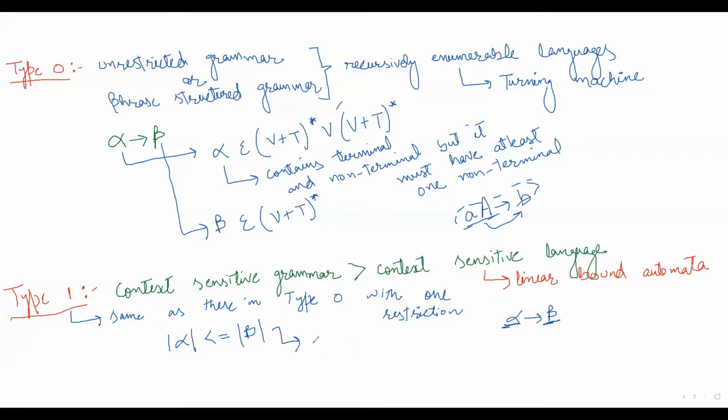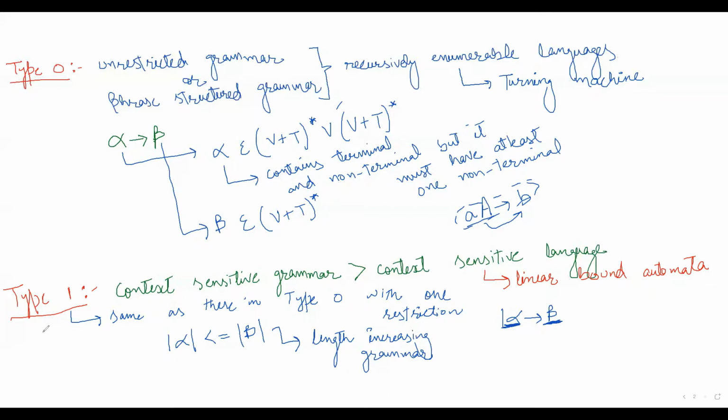As a result, this grammar is also called length increasing grammar. Why is it called a length increasing grammar? It is because when we are replacing the left side by the right side in our string, the length of the string will increase. Either it will remain the same or it will increase. It will never decrease. Why will it never decrease? Because the length of the left hand side is always less than or equal to the length of the right hand side. So as a result, it is also called a length increasing grammar.